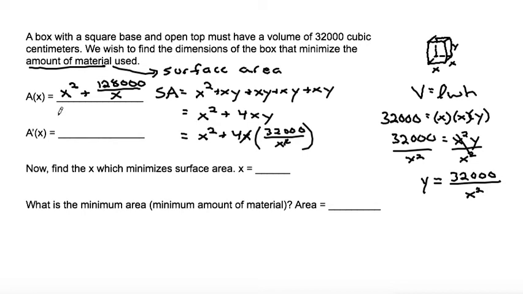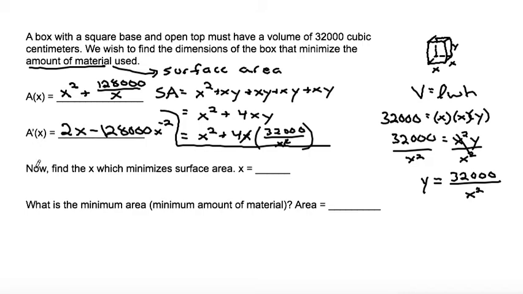Okay, so our next step is to find the derivative. The derivative of x squared would be 2x, and if we move this x to the numerator, that would be x to the negative 1. When we use the power rule to take the derivative, it would be our coefficient times negative 1, which would be negative 128,000 x to the power of negative 2. So that would be our A prime of x. We could move the x back to the denominator if we don't want to have a negative exponent left in our formula, but we don't necessarily have to simplify.